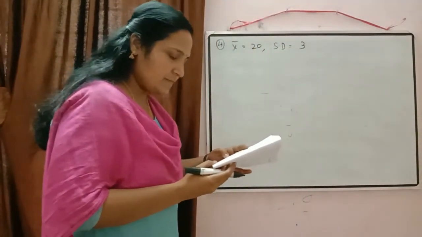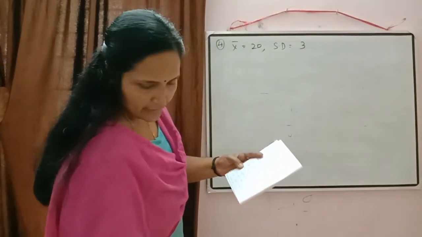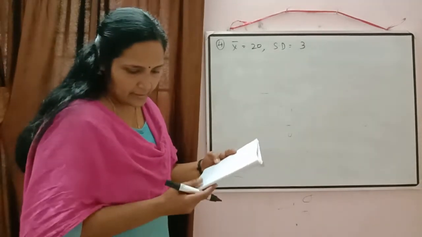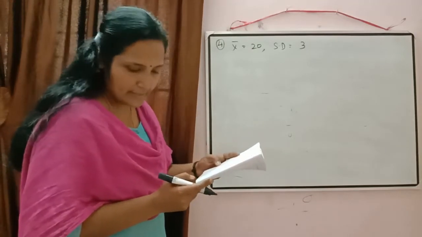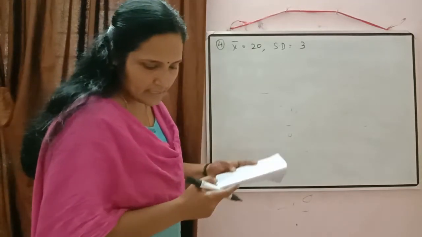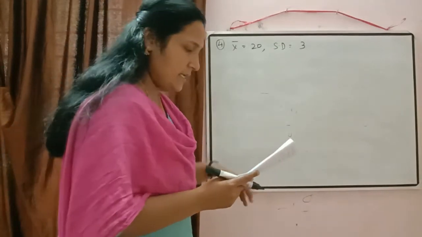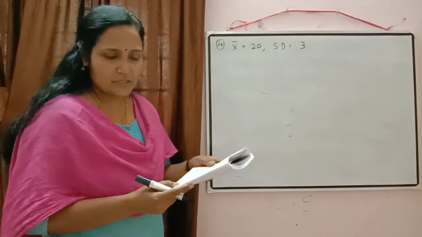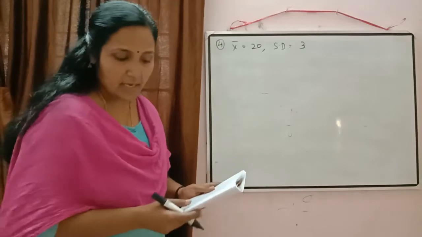Later on it was found that 3 observations are incorrect, which were recorded as 21, 21 and 18. Find the mean and standard deviation if the incorrect observations are omitted. Means we remove the incorrect observations. You can check the question there. This question is from your miscellaneous exercise of chapter 15, the last question.